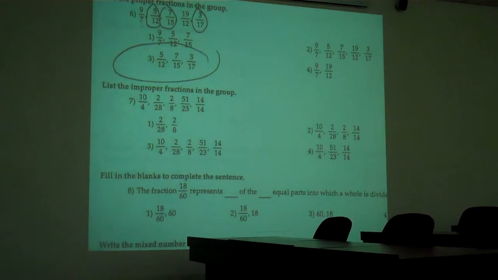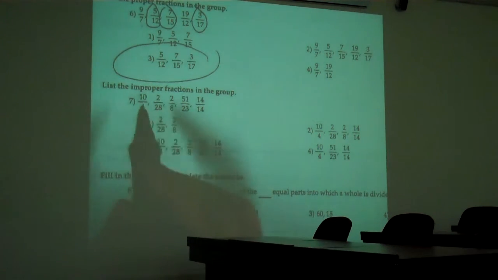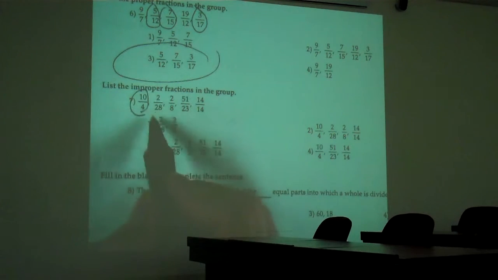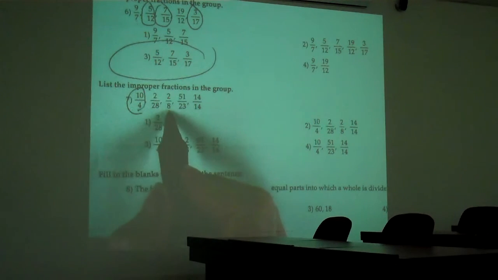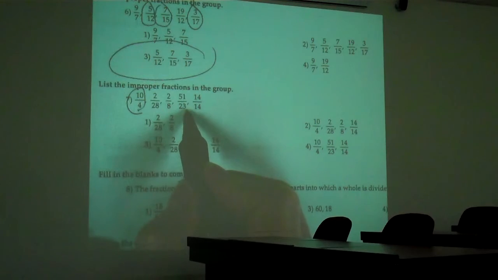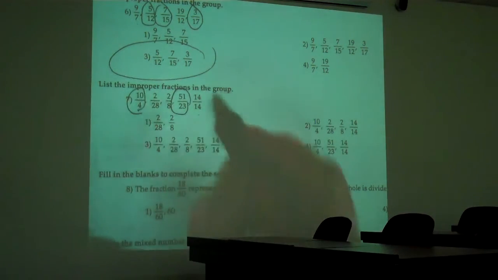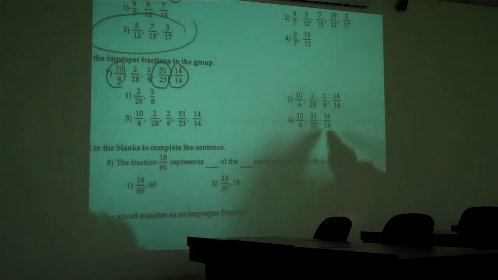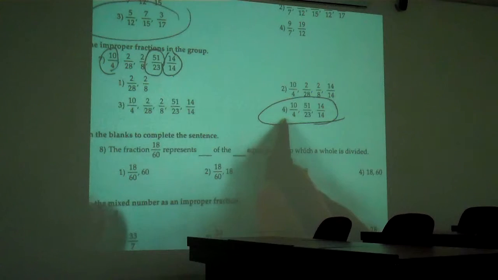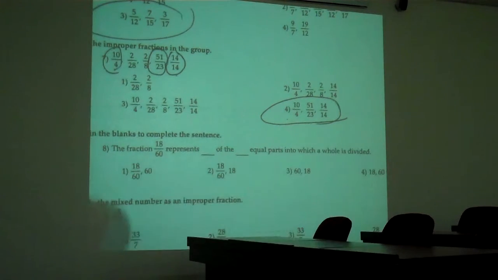Okay. Improper. 10 over 4 is improper? Yes. 2 over 8? 51 over 23? Yes. 14 over 14? Yes. So those 3, which is number 4: 10 over 4, 51 over 23, and 14 over 14.